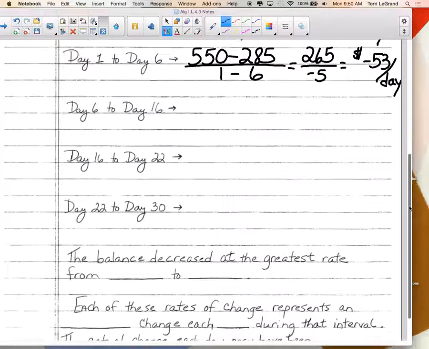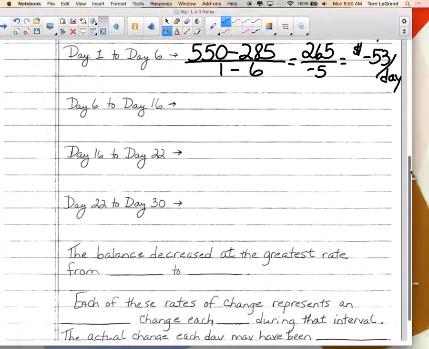Okay, let's go to the next time interval, day 6. So we started at day 6, the point we just left off at, and go to the next time they measured it, and it was on day 16. So we're going to do the bank balance on day 6, which was $285. How much was it on day 16? 210. Okay. And we're going from day 6 to day 16.